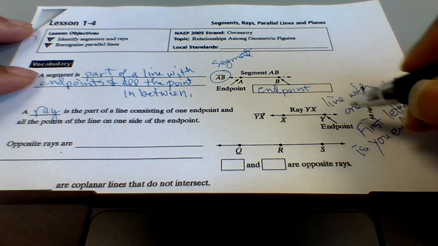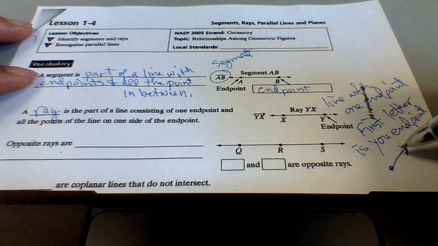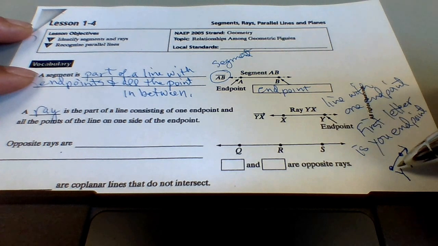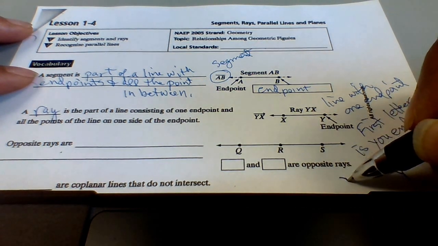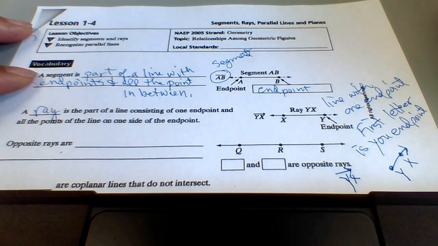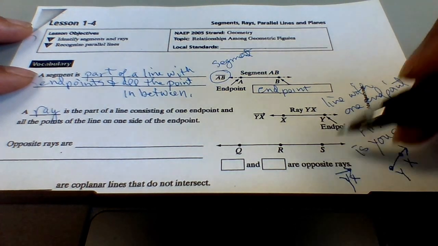So if I do ray YX, the Y is the endpoint, so I would write it as YX with the ray going to the right. It's always to the right. You always draw this line to the right, never to the left.